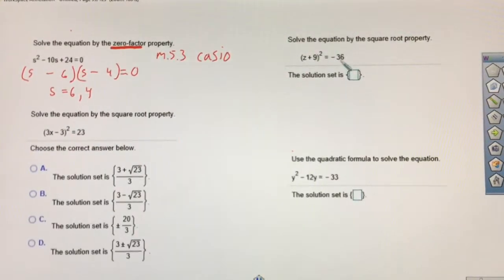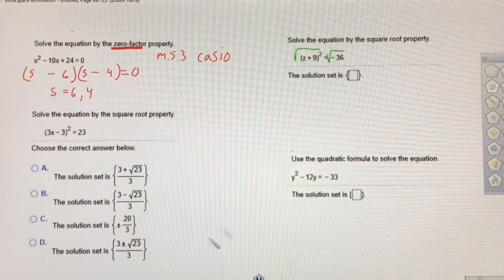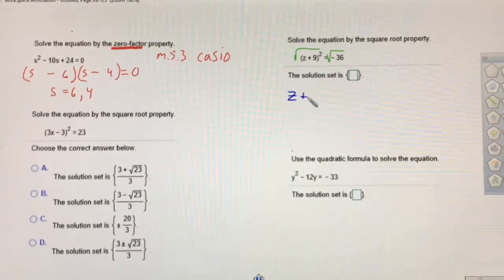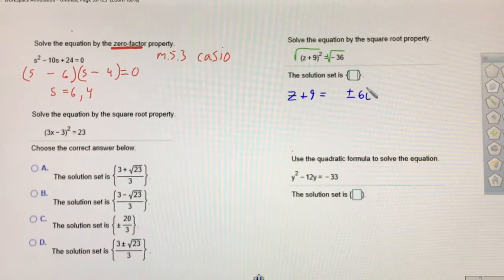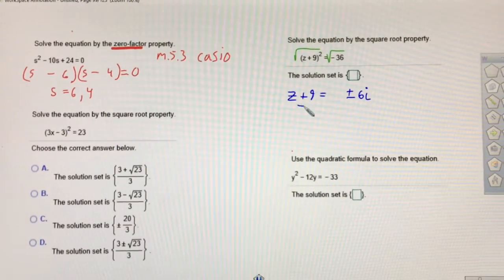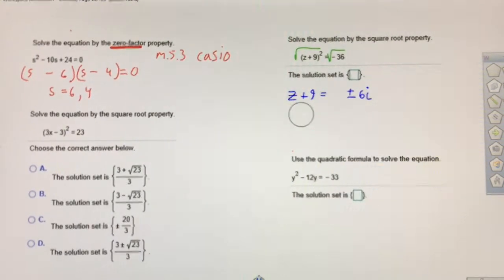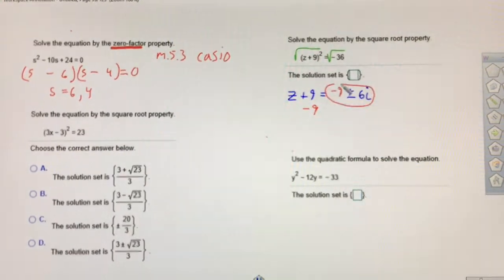This one, no multiple choice, so I actually have to do it. So I'm going to do the same process. I'm going to square root both sides. And that's going to give me z plus 9 equals plus or minus whatever the square root of negative 36 is. And that's going to give me 6i, because whenever you square root a negative, you generate this imaginary root of i. I'm going to subtract 9 from both sides. And once I do that, I'm basically done with the problem. My answer is negative 9 plus or minus 6i.